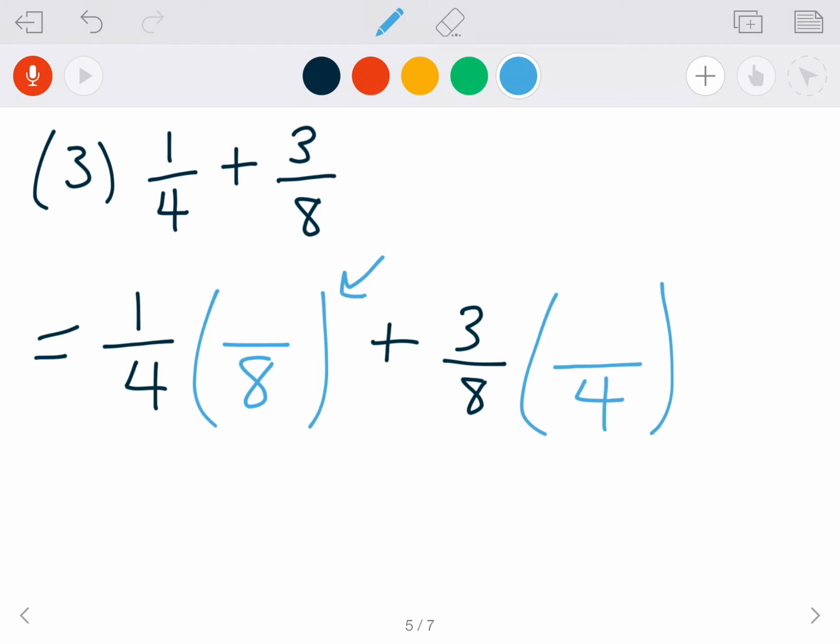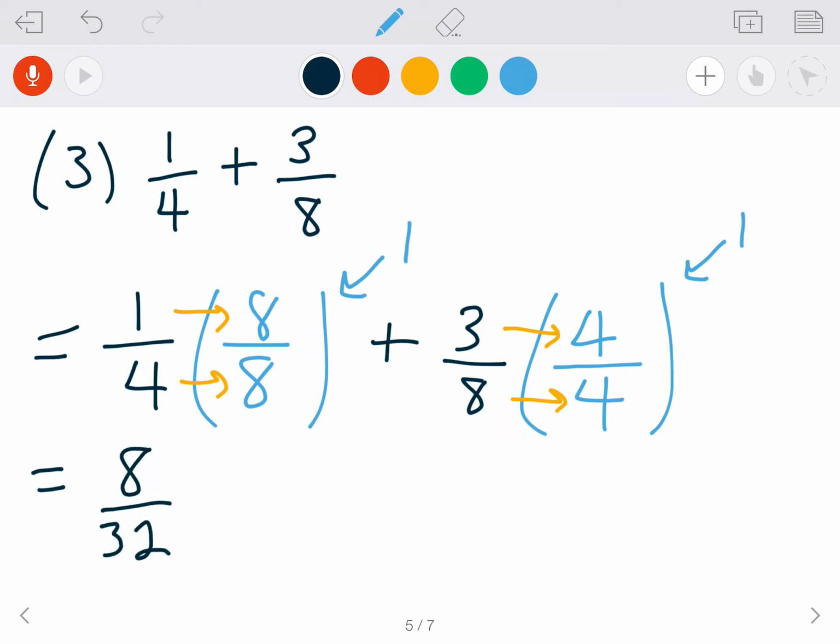And then of course this needs to be 1, so we got to put an 8 right there. This needs to be 1, so we need to put a 4 right there. Now we do our whole business of multiplying straight across. In the first fraction, 1/4 times 8/8 will give us 8/32. The sign in the middle, again, is plus or addition, so bring it down.